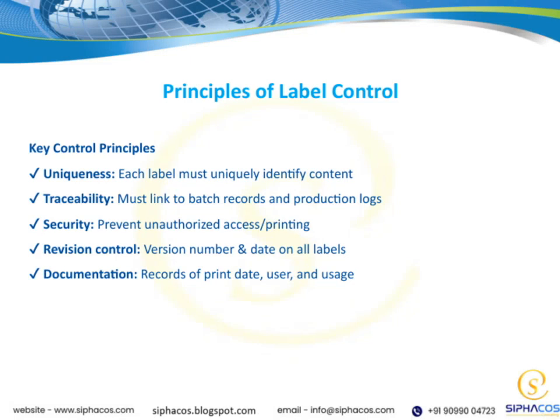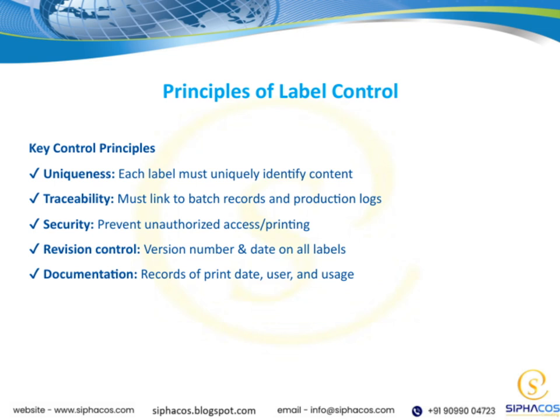Let's take a closer look at the principles of label control. First, uniqueness is essential. Each label must uniquely identify its content. This helps us avoid confusion and ensures traceability. Speaking of traceability, it's also critical that labels link directly to batch records and production logs, so we can track everything accurately throughout the process. Security is another key principle. We need to prevent unauthorized access or printing of labels to protect sensitive information.